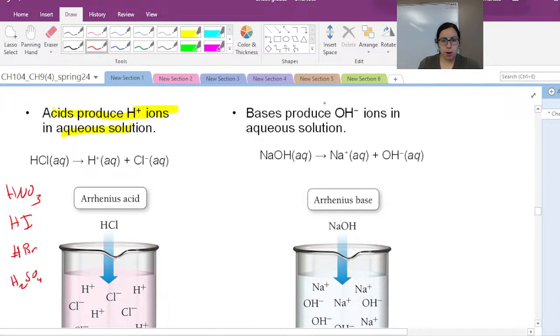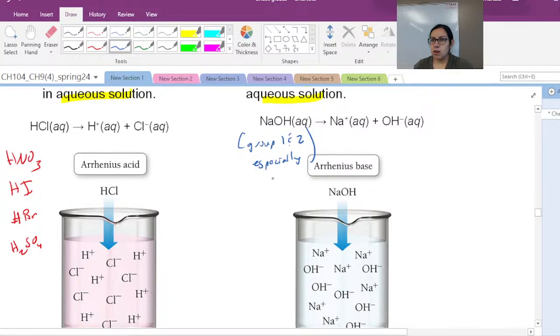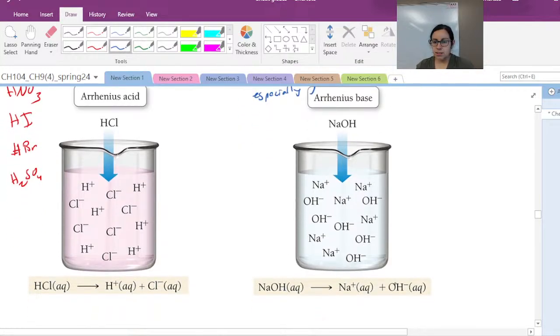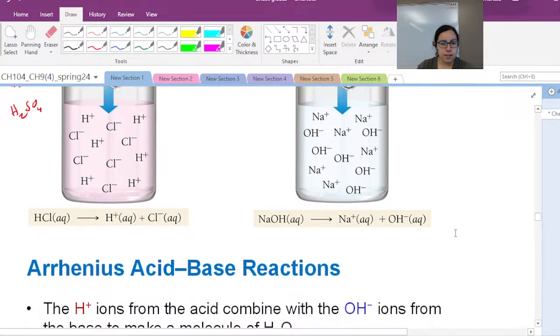Same thing with our base definition. Again, it's our simplest, and we're saying bases produce hydroxide ions in solution. So we can think about mainly our group 1 and 2 bases disassociating, especially magnesium hydroxide, potassium hydroxide, etc. We could go on. Those clearly disassociate into our cation and anion, and if we have a base, our hydroxide anion.